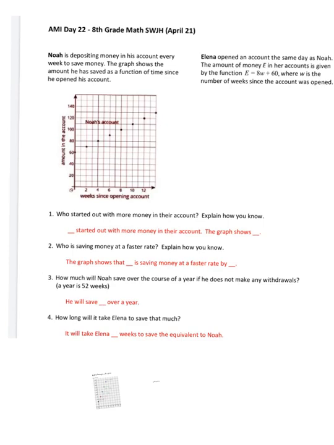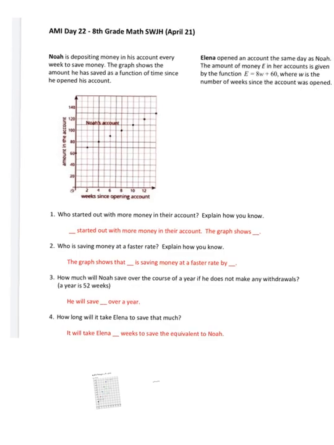Number two says, who is saving money at a faster rate? We've talked about rate of change in all our classes, rate of change or slope, and we'll visit that in just a minute. Then number 3, how much will Noah save over the course of a year, 52 weeks? And number 4, how long will it take Elena to save that much? I'm going to work through a practice problem with you, and hopefully this will help you answer these questions.